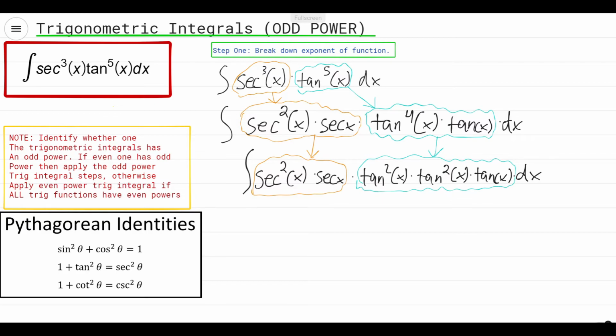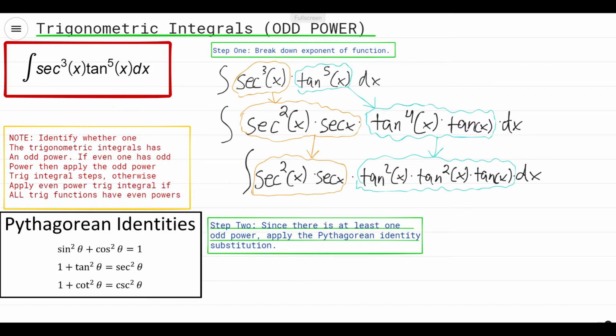So now in step 2, I'm going to apply the Pythagorean identity substitution, since there's at least one odd power in this. In this case there's two, but since there's at least one odd power, I'm going to apply the odd power Pythagorean identity substitution. Which one would be proper to use in this one? We have secant squared and we have tangent squared, so I think that's the one we should focus on. We know 1 plus tangent squared x is equal to secant squared x.